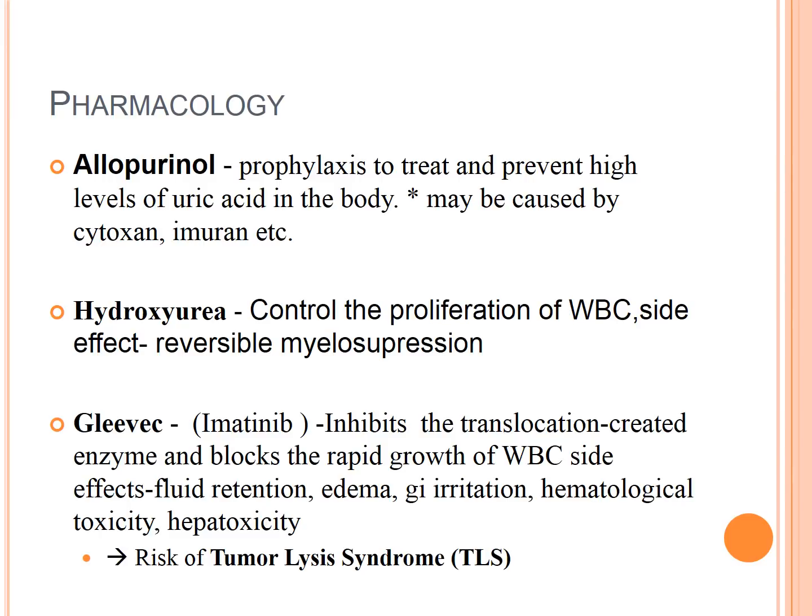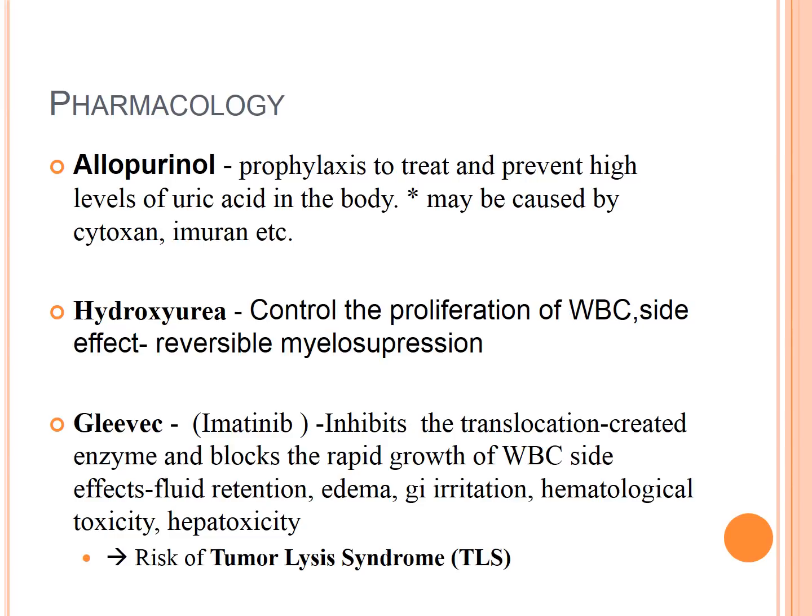Okay, so when the white blood cells and immature leukemic cells are being destroyed, that's when your uric acid is being released into circulation in the body. So that's why allopurinol might be prescribed. Hydroxyurea can control the proliferation of white blood cells, and it can cause myelosuppression, but it is reversible.